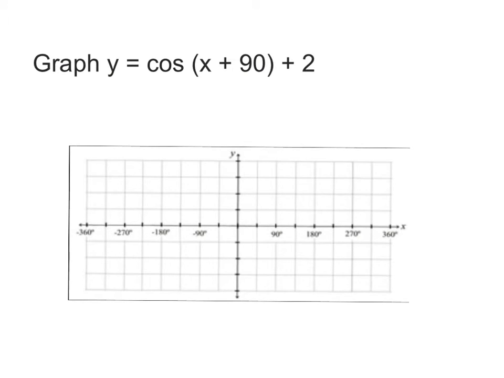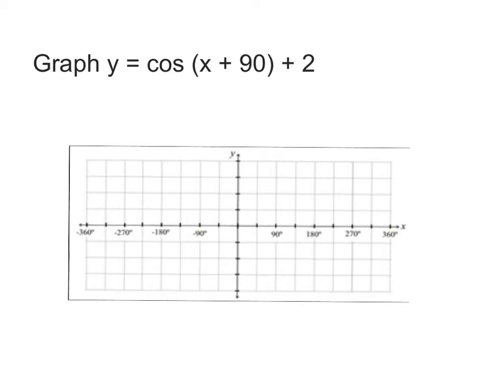Alright, here's where you've got to think a bit, okay? I want you guys to take a couple minutes here and try to sketch the graph of cosine of x plus 90 plus 2. So identify the two transformations first, okay? And then try to actually sketch what it looks like.